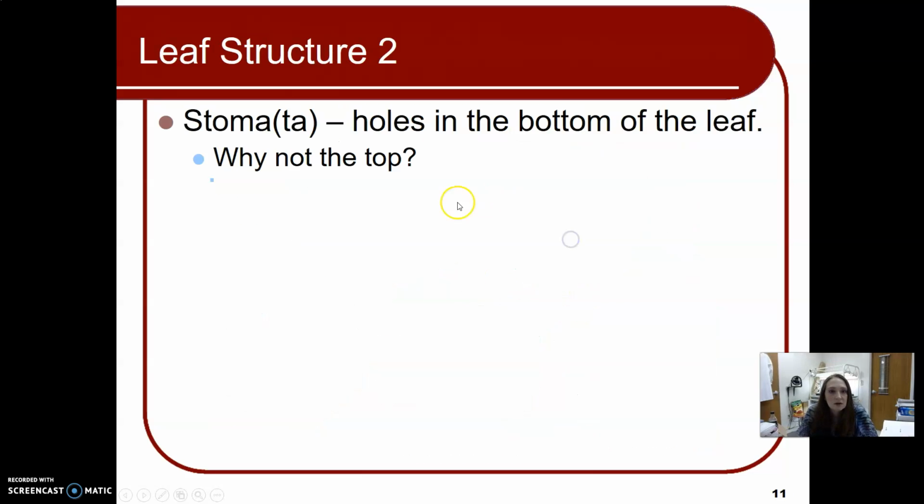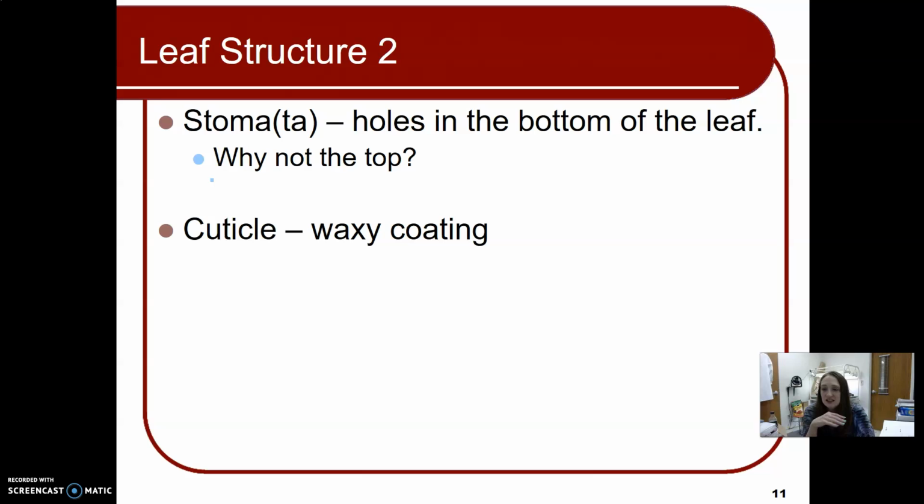Let's see. Stoma, stomata's plural. Why don't you think these holes are on the top? Instead, you have a waxy coating on the top. Have you ever put wax on something, or Vaseline or anything like that? Have you thought about what that does with water? So the waxy coating on top helps prevent water loss on the top. It's a wax or an oil. It's not going to mix with water, so it's preventing water loss from the top of the leaf.